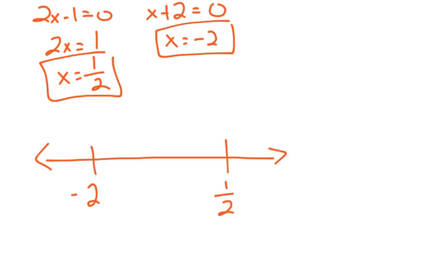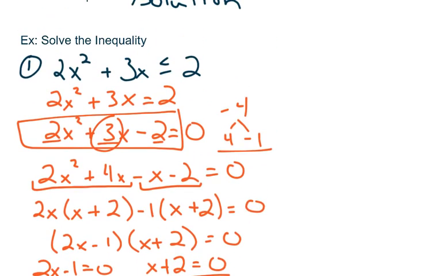Now, when I say test the intervals, we've created 3 intervals here. We've got this interval between the two numbers, this interval to the right, and this interval to the left. We need to test those intervals, and we're going to use a number that is in each of those intervals. We could really test it in any inequality, but probably the easiest to use is the original one that you were given.